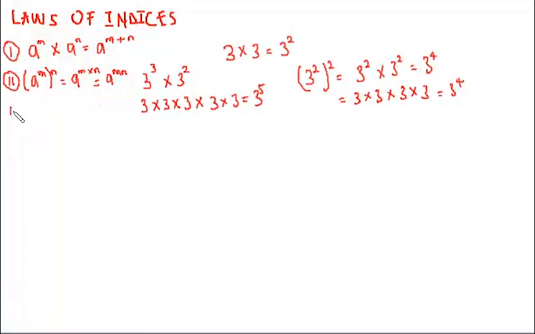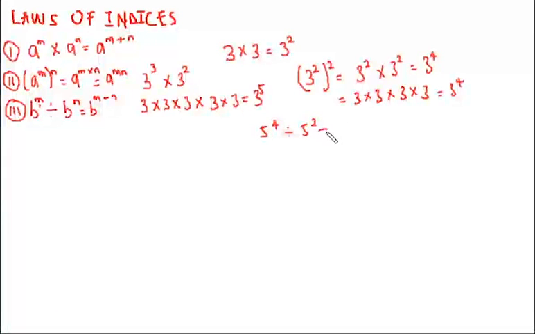So for my third law, saying we have a base number, let's use B in this case, B raised to power M divided by B raised to power N. We could also represent this as saying B raised to power M minus N. An example would look like, say I'm saying 5 raised to power 4 divided by 5 raised to power 2.